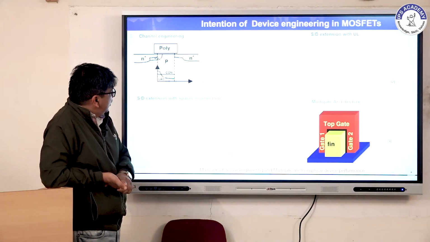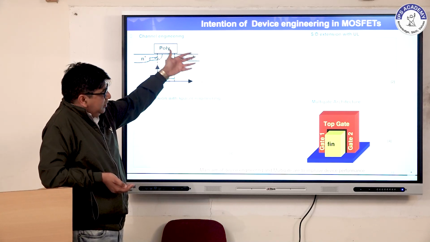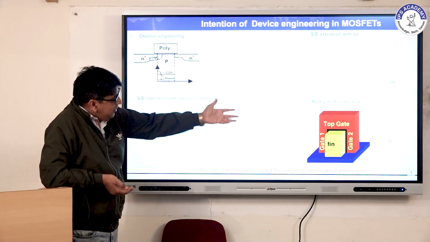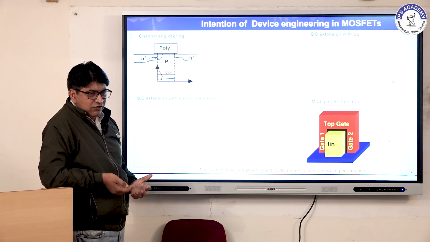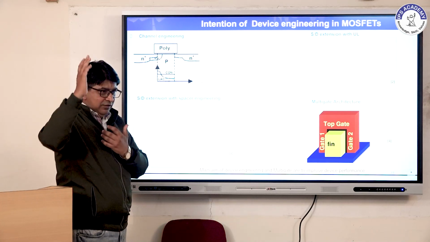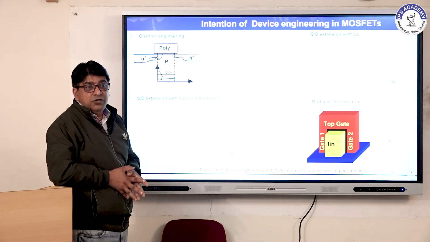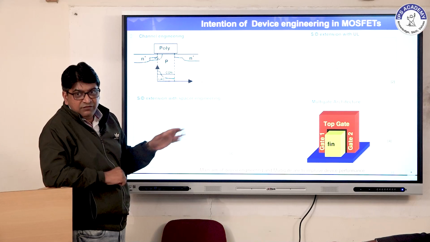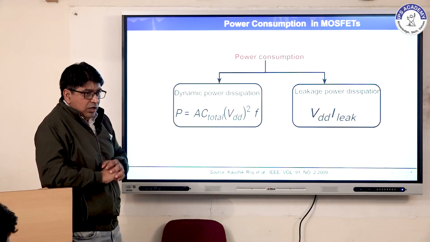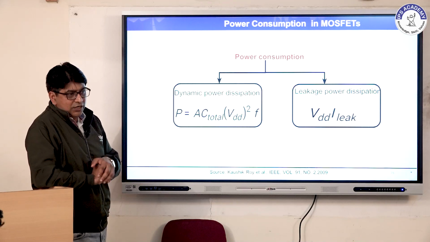Come to the next slide. So these are the different types of devices I discussed. Channel engineering and multi-gate architecture have the purpose of improving the short channel effects. If you improve the short channel effects, it will allow for scaling. If the short channel effects do not come into the control range, the device will be a leaky device. That's why we are going for different types of device engineering. So as I said, my second point is not the short channel effect, my second point is the power consumption.